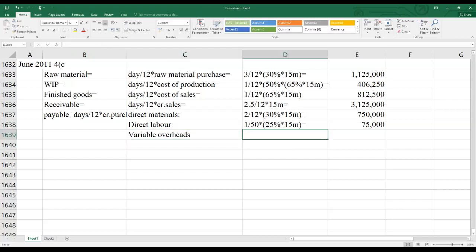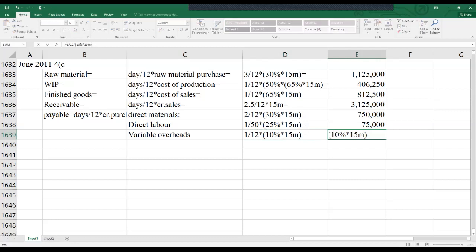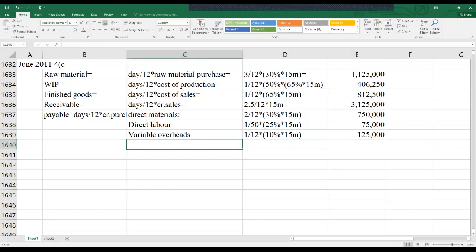They pay them after 1 month, so 1 out of 12. We multiply by the amount the company buys from them, which in this case is 10%. So 10% of the turnover, 15 million, gives us how much? 125,000. Let me confirm that. Yes, it gives us 125,000 to be the amount they owe the variable overhead suppliers.